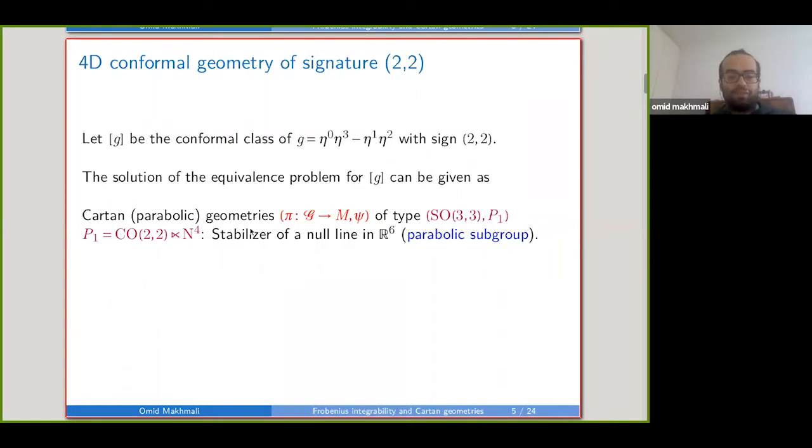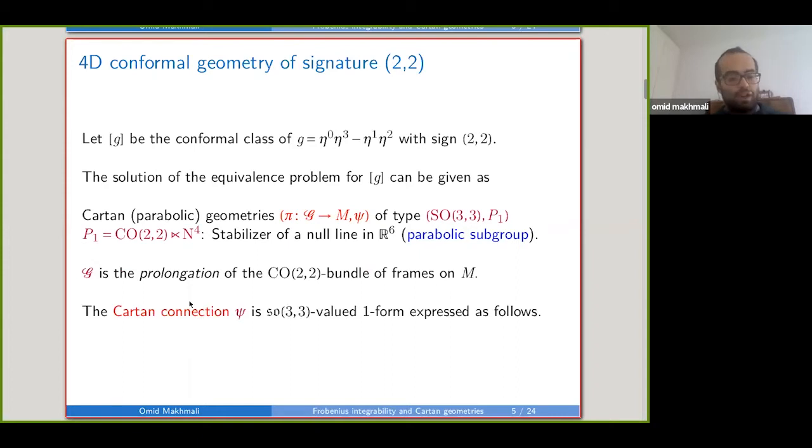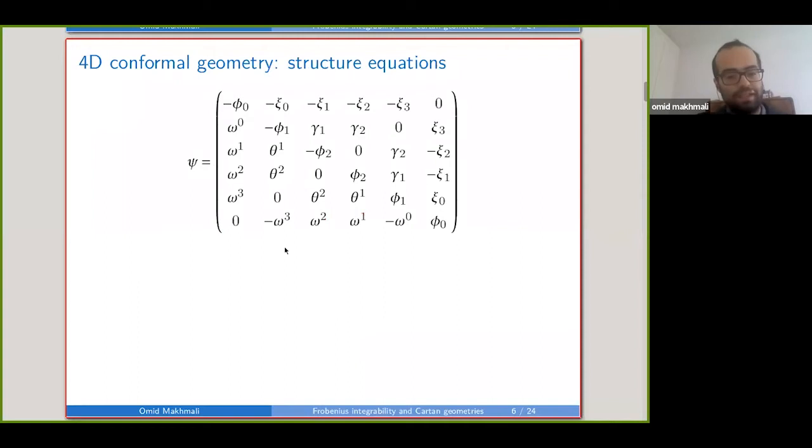So P1, the first parabolic, is the stabilizer of a null line in R6, and this principal bundle can be viewed as a prolongation of the SO(2,2) bundle of frames, co-frames of M. And the Cartan connection psi takes value in the Lie algebra of SO(3,3), and it satisfies equivariancy conditions that I'm not going to recall. It can be written in this way.